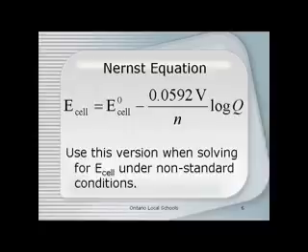So this you should have written down in your notes. This would be very helpful to you as you approach these types of problems that involve the Nernst equation. E of the cell is equal to E of the cell under standard conditions minus 0.0592 volts over n, which is the number of moles of electrons per mole of reaction, times the log of Q. So use this version when you solve for E of the cell under non-standard conditions. Remember, non-standard conditions means that you have concentrations other than 1 mole per liter, or you're at a pressure other than 1 atmosphere, or you're at a temperature different than 298.15 Kelvin.